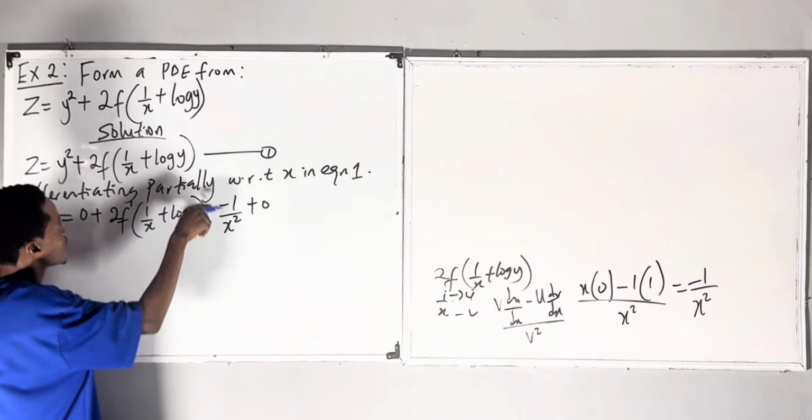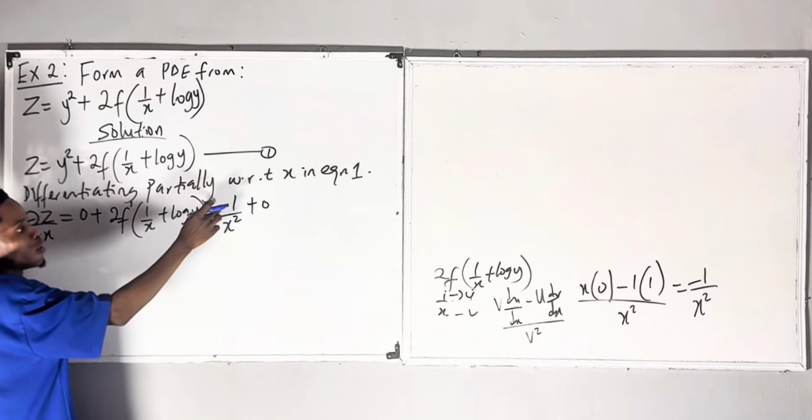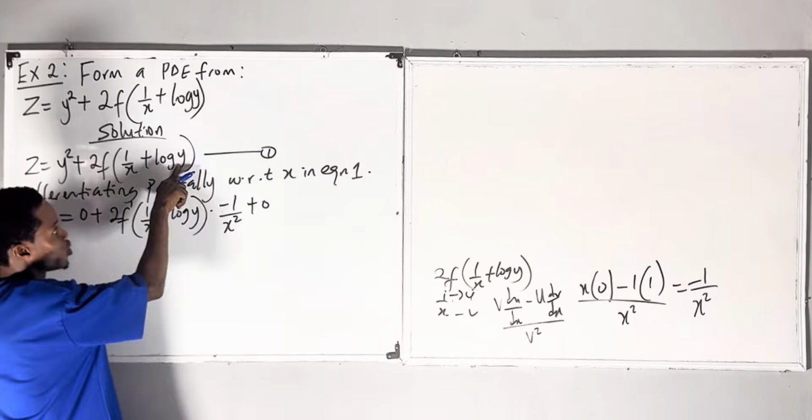Then multiply by what? If I differentiate this one, what am I going to have? Minus 1 over x squared plus log y plus 0.